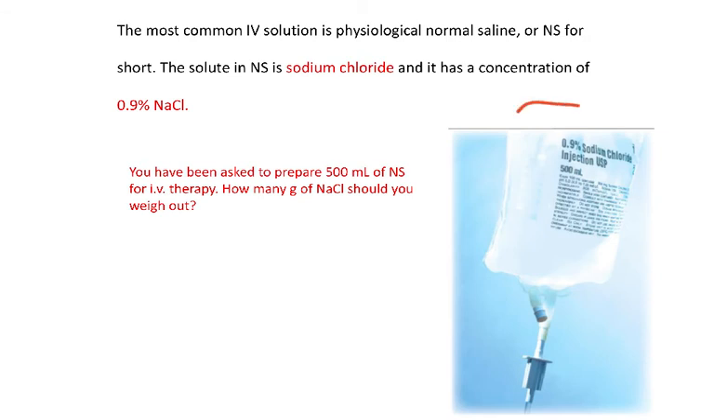So maybe you've seen a bag like this. Just call it saline solution, or NS, or normal saline, or physiological saline, but it's 0.9%. Okay, so let's say you've been asked to prepare 500 milliliters of normal saline. How many grams of sodium chloride should you weigh out and add?